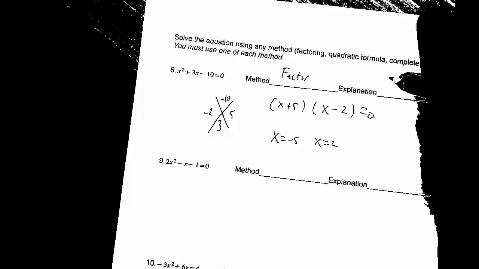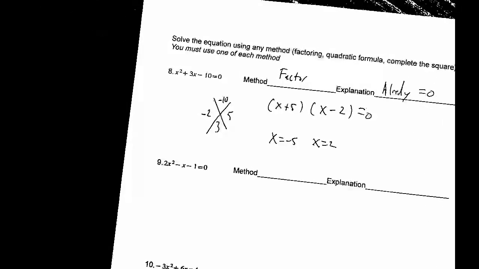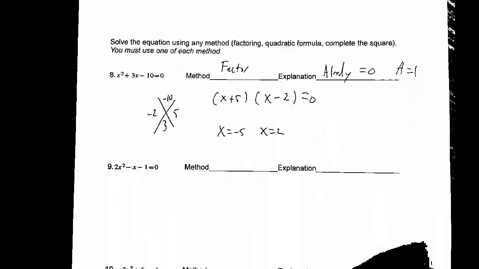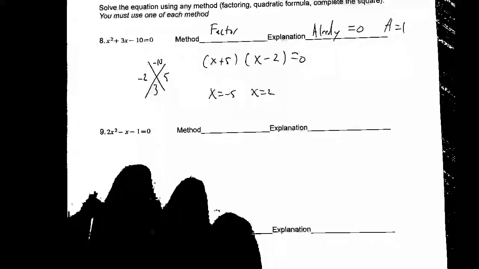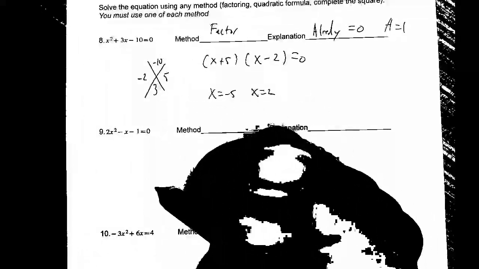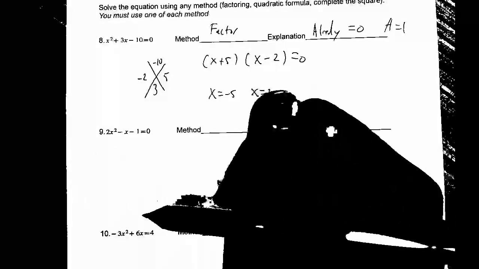My explanation is it was already set equal to 0. So that was kind of straightforward, and line 8 was too, so it was straightforward in both those ways. Okay, let's look at 9. I'm actually going to factor again. Let's try factoring on this one.